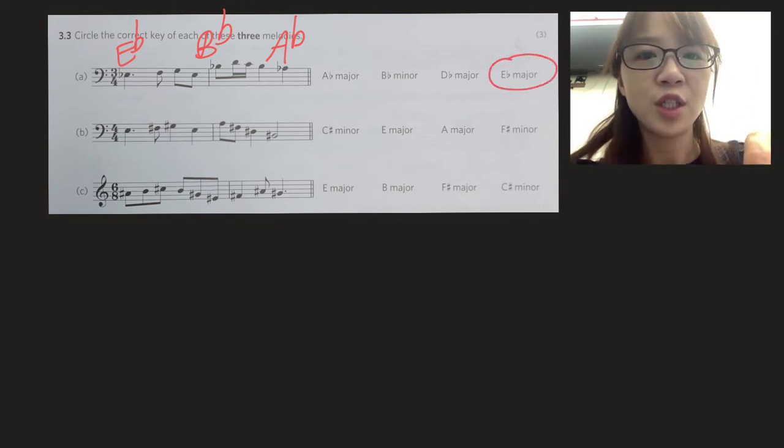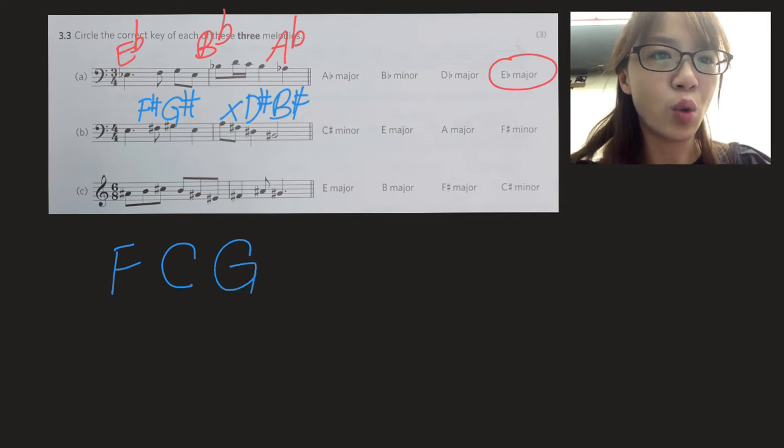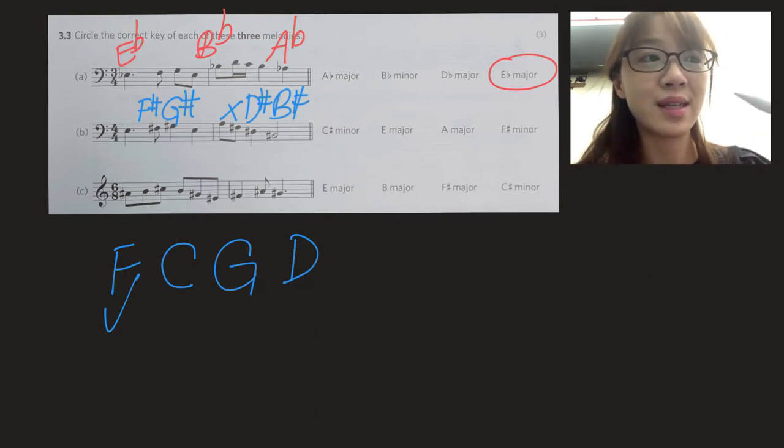Next one, sharps. You have an F sharp, you have a G sharp, you have a repeated F sharp. Now I'm not going to write. You have a D sharp, you have a B sharp. The order of the sharps is the same: Fat, cat, go, down. Okay, so we have the F sharp, but we don't have a C sharp. C sharp is the second sharp, but we don't have the C sharp because there is no C note. That's why there is no C sharp.